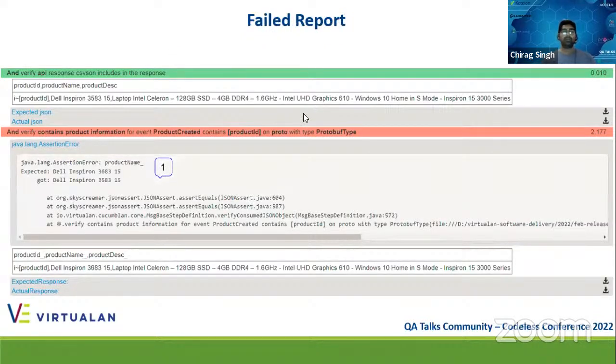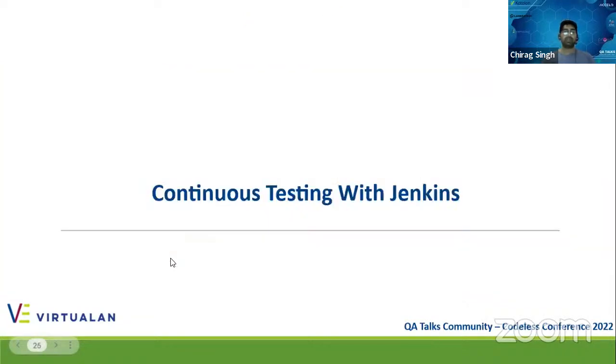Then if any test case fails, this is what we get. So you can see that it does not match here, and this is the failure. So we can see which values are not matching the expected value. So this is the report part, and now we can see that this framework is also integrated with Jenkins.